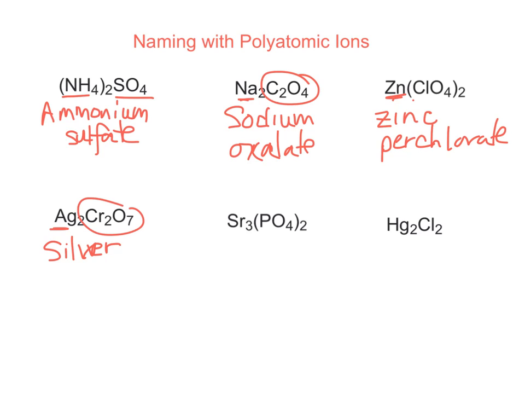And this polyatomic ion is called dichromate. So silver dichromate. Strontium phosphate.